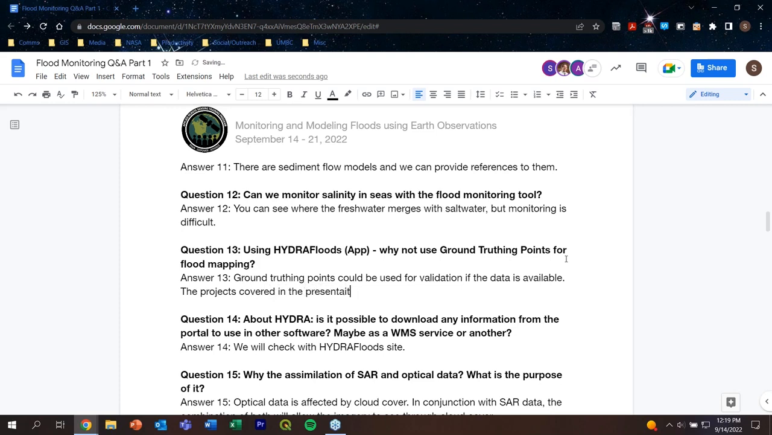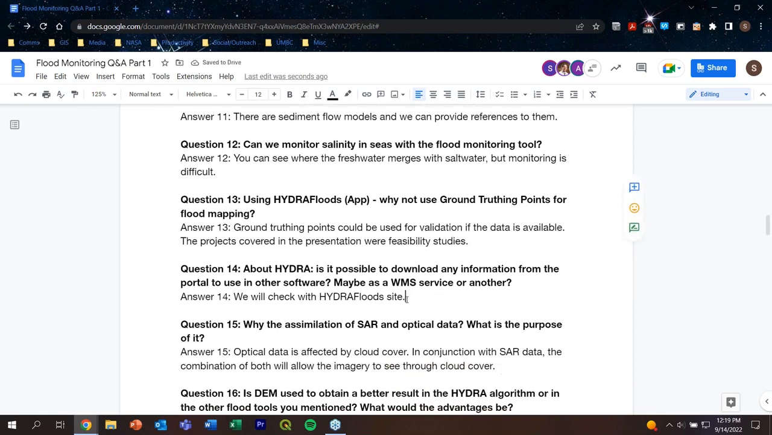Question 14 also, Caroline, is it possible to download any information from the portal to use in other software, maybe as a WMS service or another? So I'm not too familiar with WMS service, but at least with HydroFloods, since it's using Python, you can incorporate different packages if you'd like to. HydroFloods is based on the Google Earth Engine Python API.